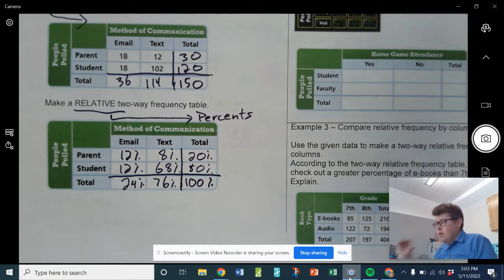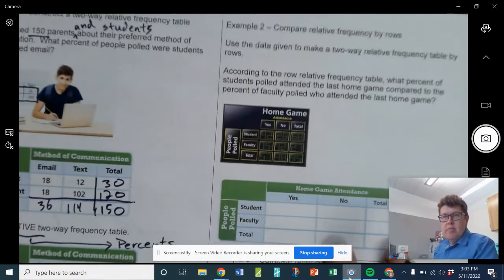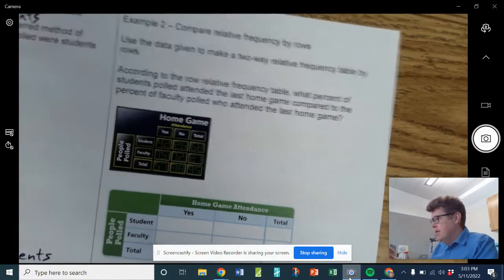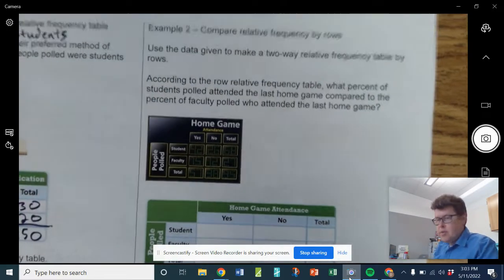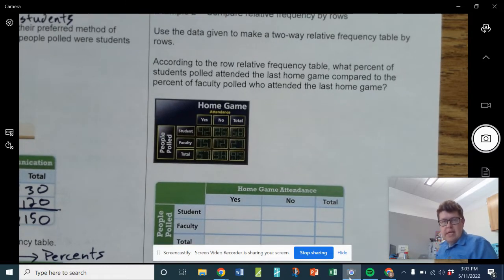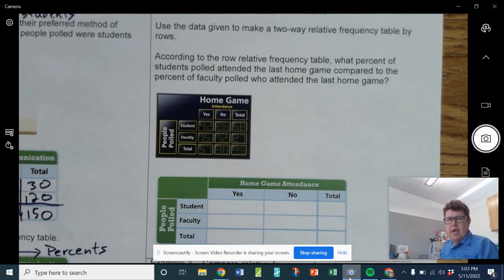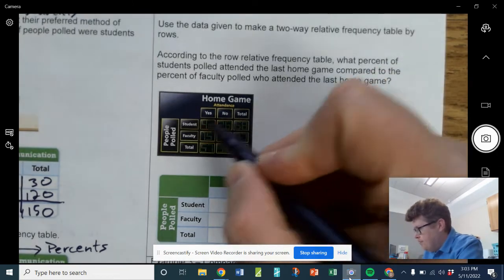That's that, guys. All we do is add percentages in here, okay? All right. Use the data given to make a two-way relative frequency table by rows according to the row relative frequency table. So we're going to be basically looking across, okay? What percent of students polled attended the last home game compared to the percent of faculty polled who attended the last home game? So we have our data here, right?